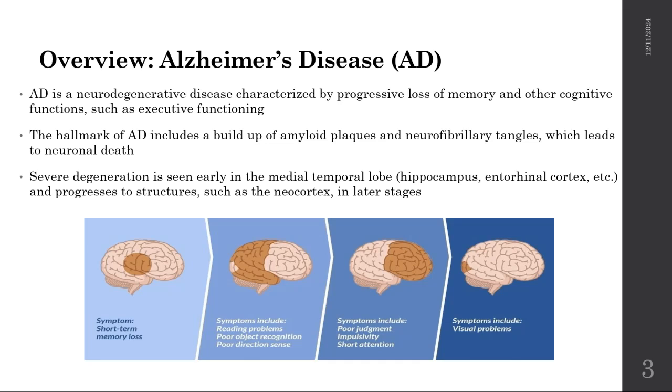For an overview of Alzheimer's, it's a neurodegenerative disease primarily characterized by progressive loss of memory and other cognitive functions. The hallmark of this disease includes a buildup of amyloid plaques and neurofibrillary tangles, which will eventually lead to the death of neurons. The severe degeneration seen in the brain typically begins in the medial temporal lobe, which includes the hippocampus and entorhinal cortex. As the disease progresses, we see it spread to structures such as the neocortex, which includes the temporal and parietal lobes, the frontal lobe, and in later stages, the occipital lobe.